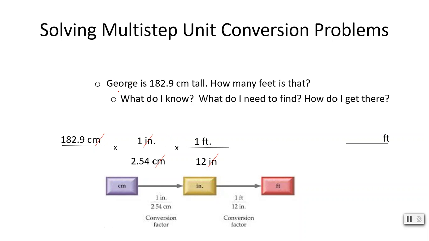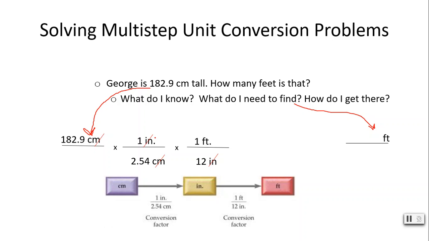We need to go from our given unit, which is in centimeters, which is written down here. So you write down what you're given, number and unit. Write down the unit that you're looking for, which is feet. That's what I need to find. And I don't know directly how to go from centimeters to feet, but I do know that there's 2.54 centimeters in 1 inch. And that conversion factor is written here, and it's written so that my centimeter units cancel, and I'm left with inches on top.